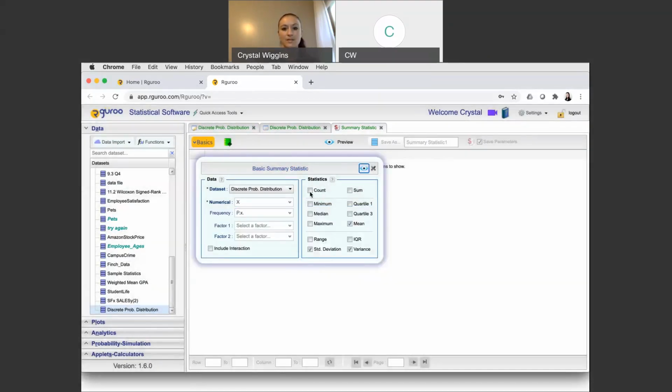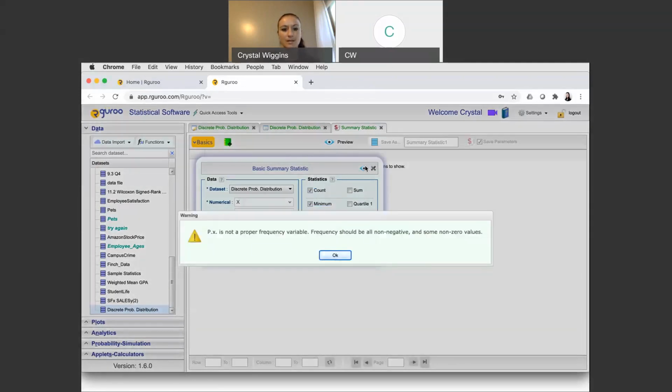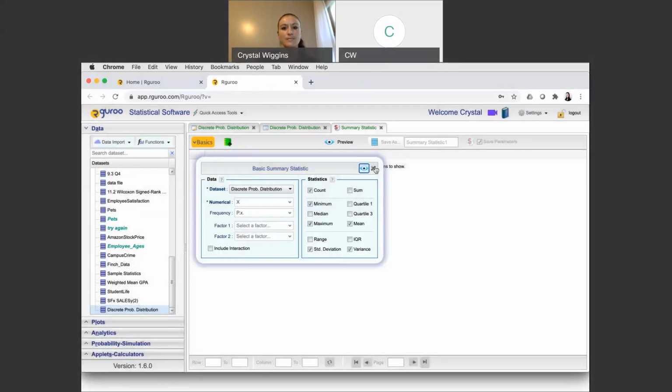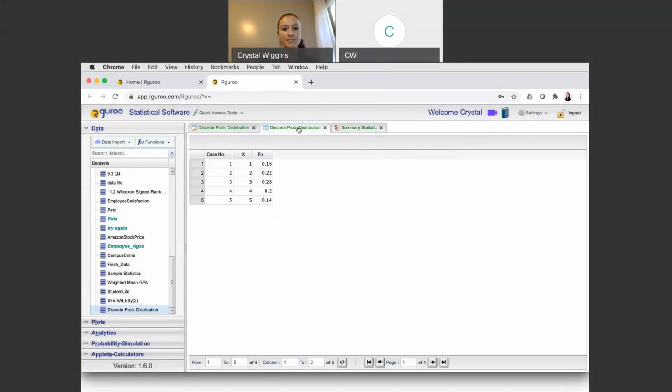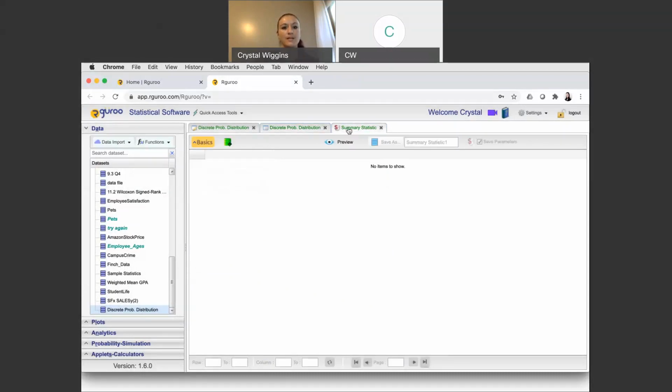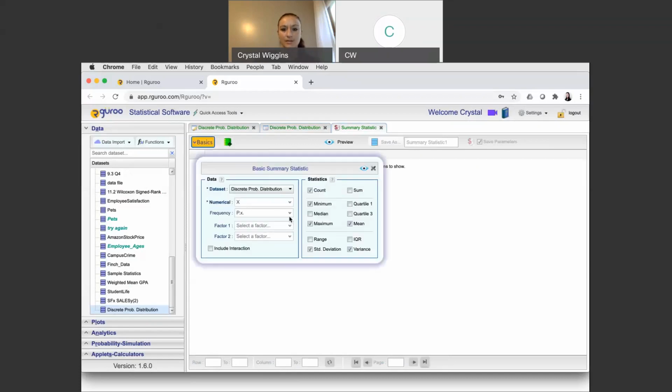I guess it wants me to have a lot more. So let me, here we go. Let's see if that works. Px is not a proper frequency variable. Frequency should be all non-negative and some non-zero values. Let's go back to the chart. They're all non-negative and they're all non-zero. So that's strange. I don't think I've ever had it tell me that before.